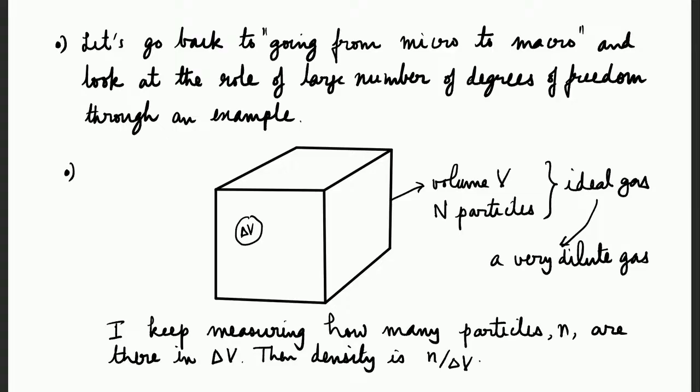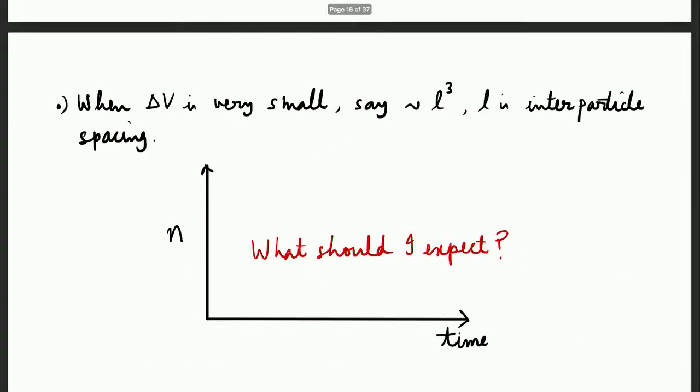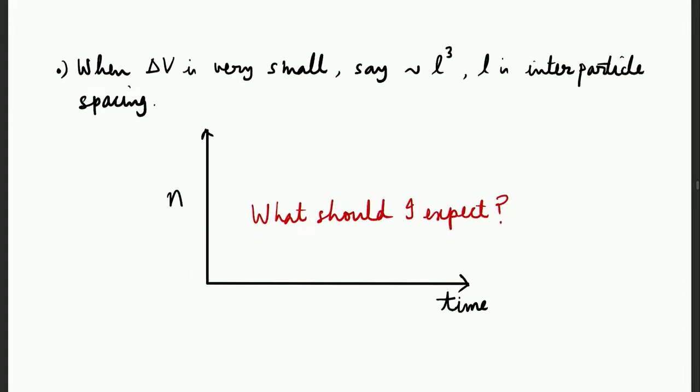Now, when delta V is very small, let us say size of 1 angstrom, that is the size of order of the atom interparticle spacing, and I plot, so I am keeping on measuring, what should I expect n as a function of time to look like?